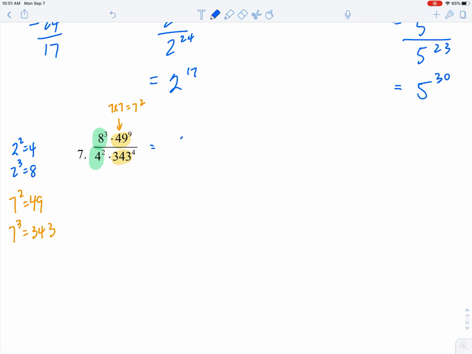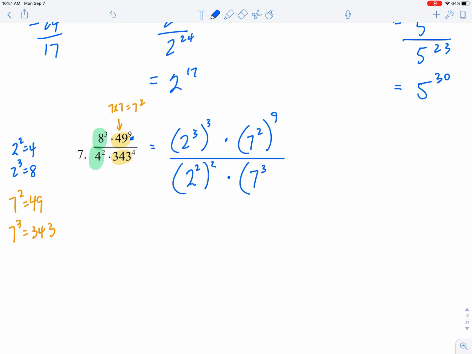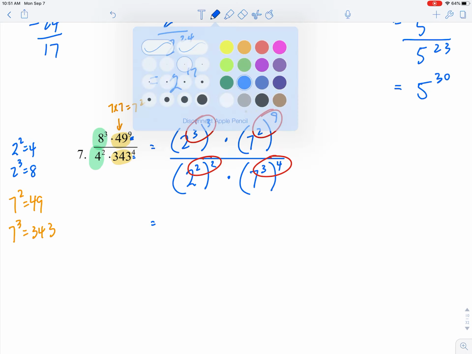So 8 is really 2 to the 3, put it in brackets, to the power of 3, times 49 is 7 squared, put it in brackets, raised to the power of 9. All over 4 is really 2 squared, raised to the power of 2, times 343 is 7 to the 3, and that was to the 4. So power of power the heck out of this. We got this, this, this, this. Each one of those pairs of exponents we're going to multiply.